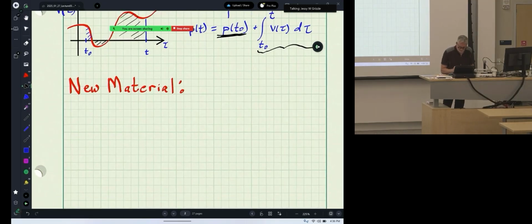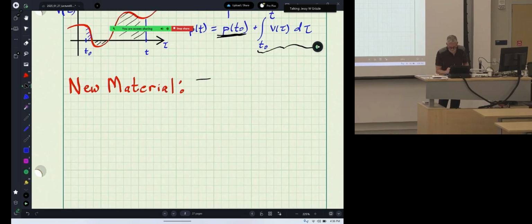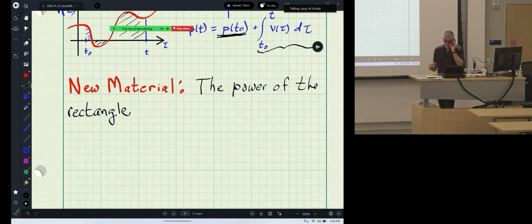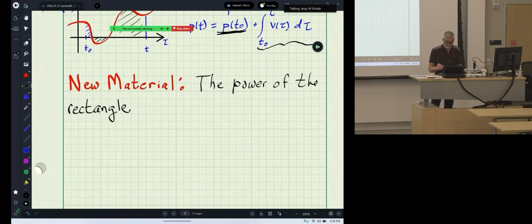Well, we're going to start with something that will become a lot more fun on Wednesday. I like to call it the power of the rectangle. So yes, rectangles are not the greatest for doing numerical calculations, but for developing formulas for ideas, it's much simpler to use rectangles than it is to use trapezoids or anything else. So we're going to look at the area between two functions.